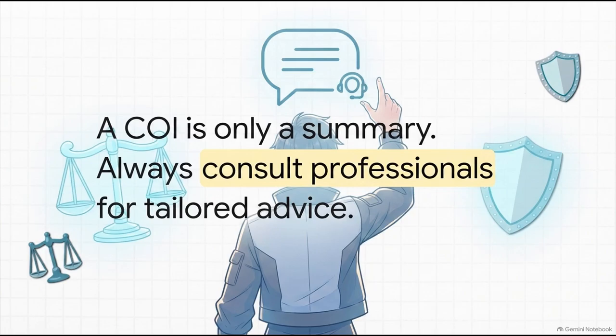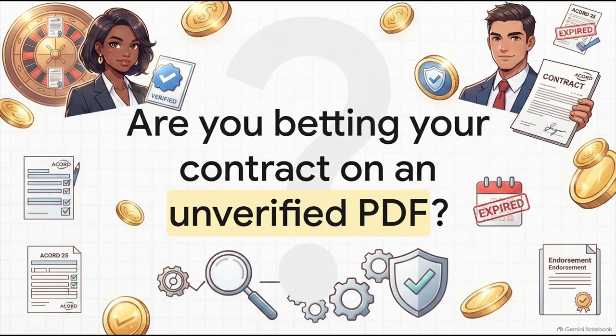Let me leave you with this final, provocative question. Are you willing to bet your next multi-million-dollar contract or even the very survival of your business on a single, unverified PDF? Now that you understand the mechanics of a COI, the layout of the ACORD 25, and the immense risks of expired dates and missing endorsements, you have the power to take control. Go audit your own insurance practices immediately, verify those documents, and step into your next big business deal with absolute confidence.